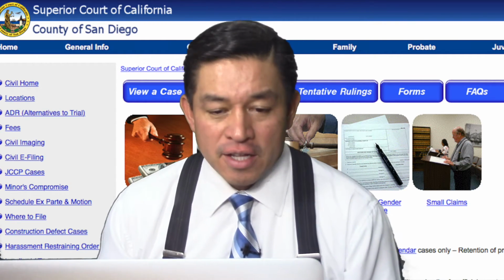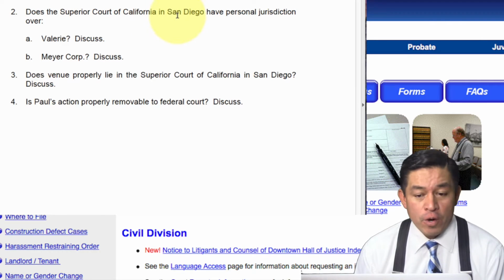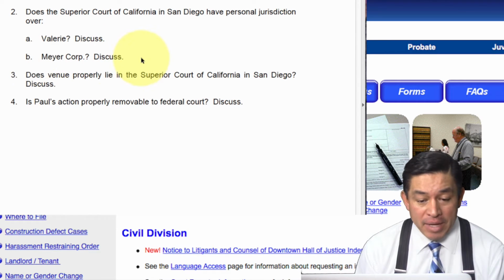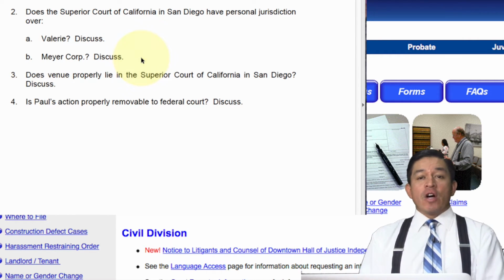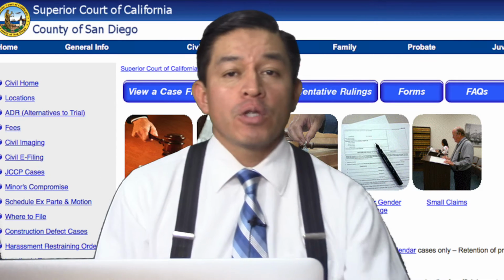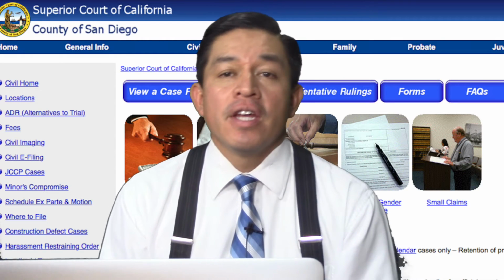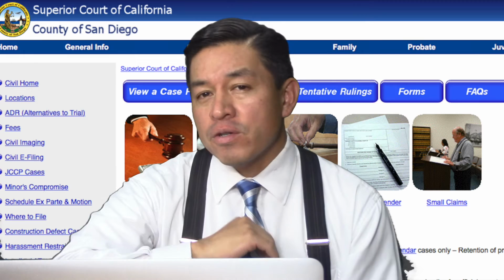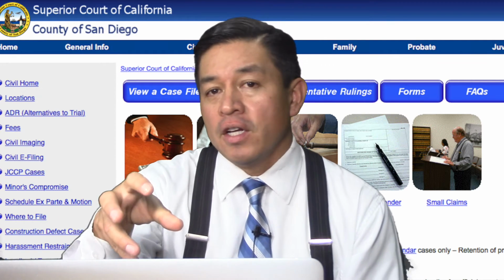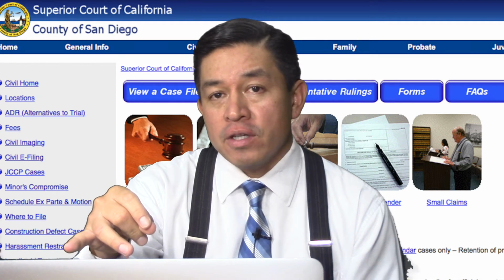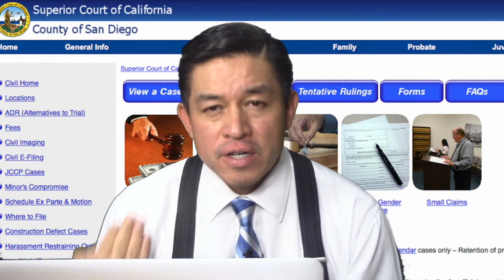It says, does the Superior Court of California in San Diego have personal jurisdiction over A, Valerie, and then B, Mayer Corp? So I'm just going to think out loud here. What is personal jurisdiction? Those are requirements that must be met to comply with the due process clause. I also know that these matters usually involve one state and its court, and then matters involving a different court in a different state.